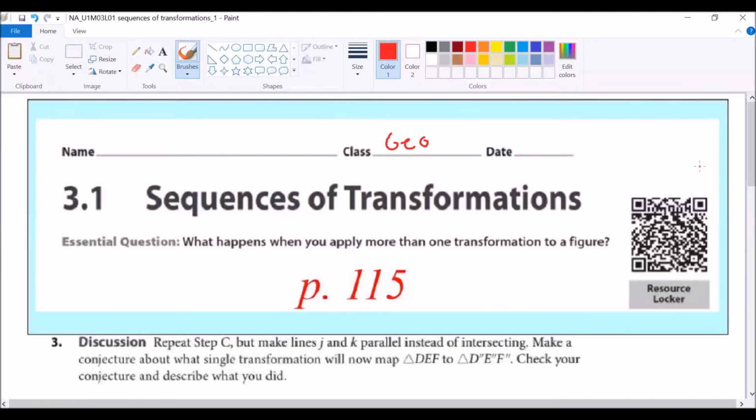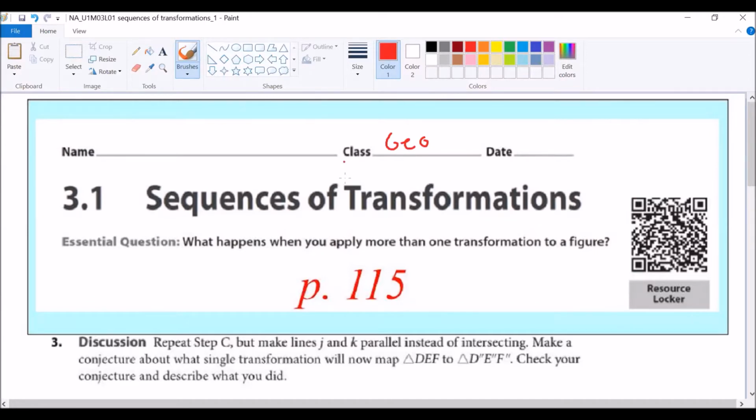Okay, so we're gonna pick up with a video from our textbook. I'm using our textbook to teach this lesson, so instead of just using Dr. Berger videos, we'll go through the lesson as much as I can within one video, and if we need to extend it into other videos, we will. This is from page 115 in your textbook. It's section 3.1, and it's called Sequences of Transformations.